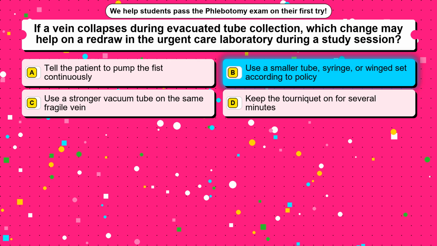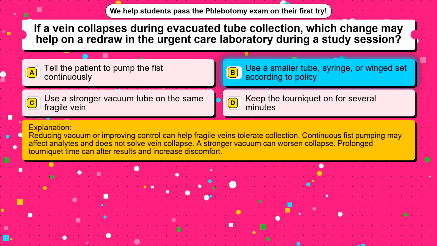Use a smaller tube, syringe, or winged set according to policy. Reducing vacuum or improving control can help fragile veins tolerate collection. Continuous fist pumping may affect analytes and does not solve vein collapse. A stronger vacuum can worsen collapse. Prolonged tourniquet time can alter results and increase discomfort.